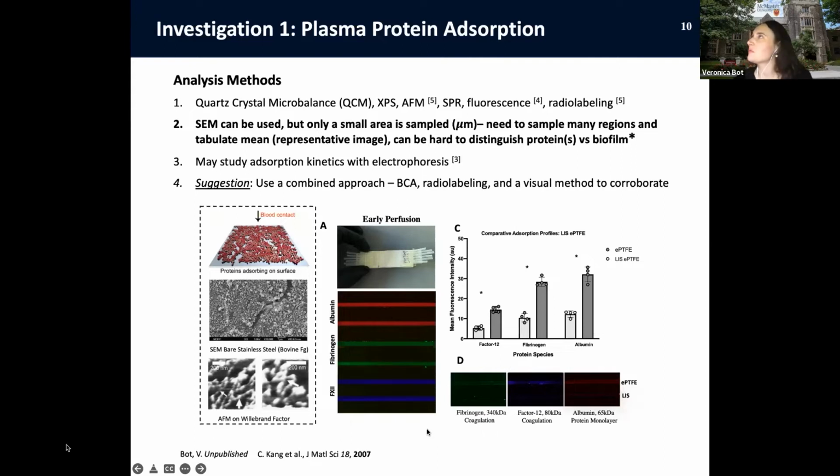In terms of what I can suggest based on my experience, I would say studying protein adsorption is a very important aspect, especially if you're developing a new material or new coating. And based on my experience, I would say fluorescence can be an informative measure of protein adsorption. It can be difficult to interpret. It's more of a macro scale observation.